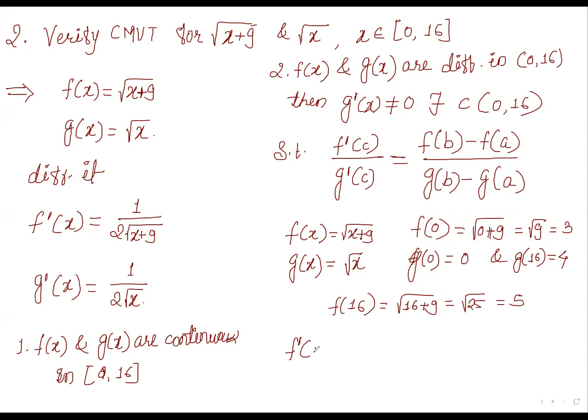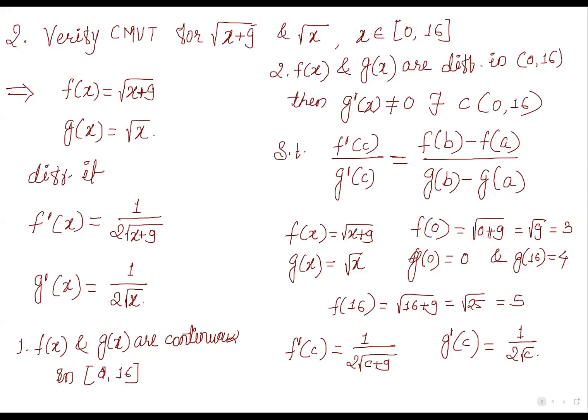So f dash of c is equal to 1 upon 2 into root c plus 9, and g dash of c is equal to 1 upon 2 into root c. Put करा ते value तिथे आता. So by putting that value, f dash of c divided by g dash of c, which is 1 upon 2 into root c plus 9 divided by 1 upon root c, is equal to f of b, which is equal to 5.